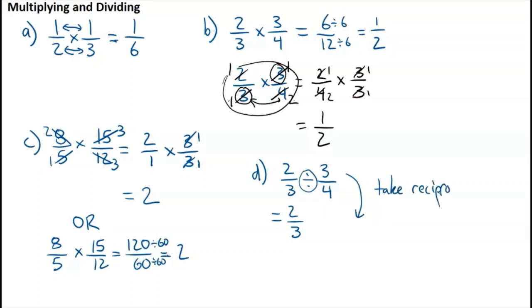We take the reciprocal, meaning we flip the second fraction, the fraction after the division sign. So multiply by 4 over 3. Now here we can't cancel anything out. There's no common factor in the numerator or denominator anywhere in those two fractions. So in fact, 2 times 4 is the best we can do, which gives us 8, and 3 times 3, which gives us 9.